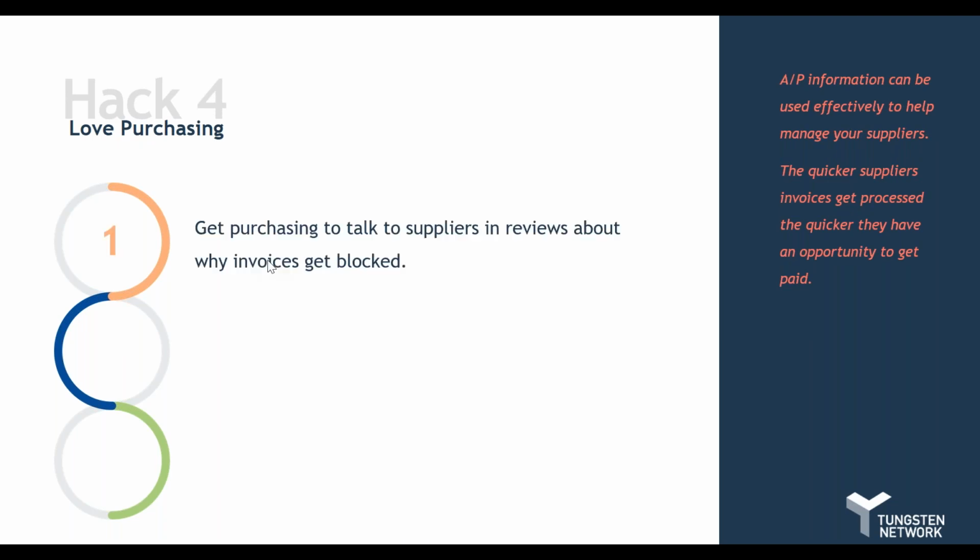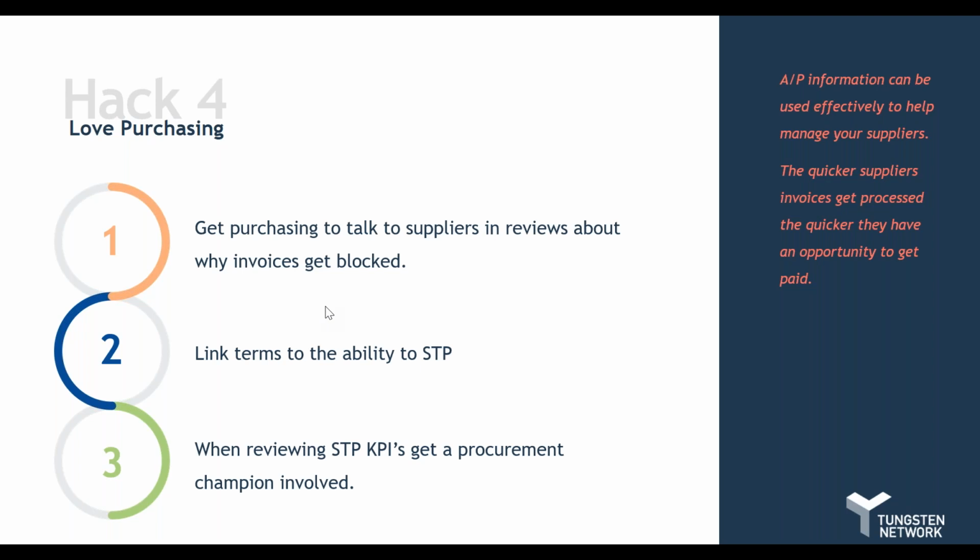Then my last one, sorry, not my last one, hack 4. This one is a little bit more about how you use straight-through processing as a KPI within the business. Lots and lots of businesses have straight-through processing as a KPI. They want to get it as high as possible because it's a good measure of efficiency. One of the things I would say is you need to really be able to help improve that.